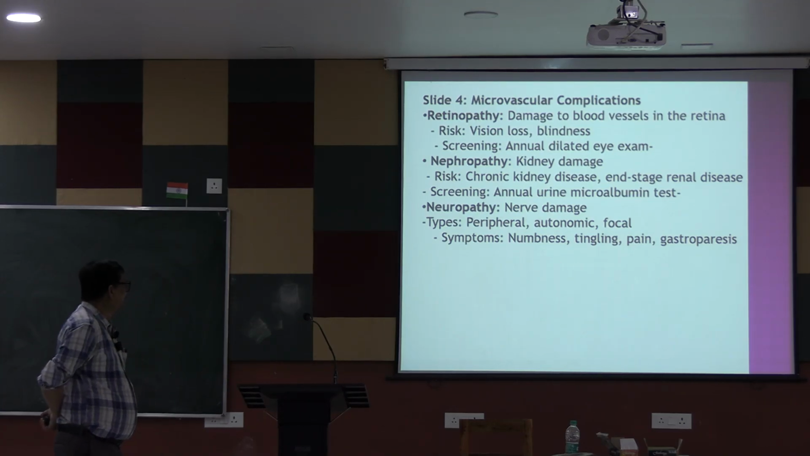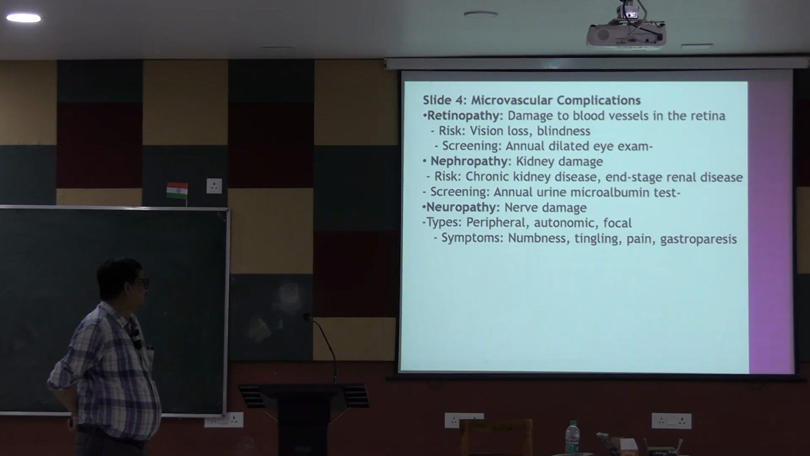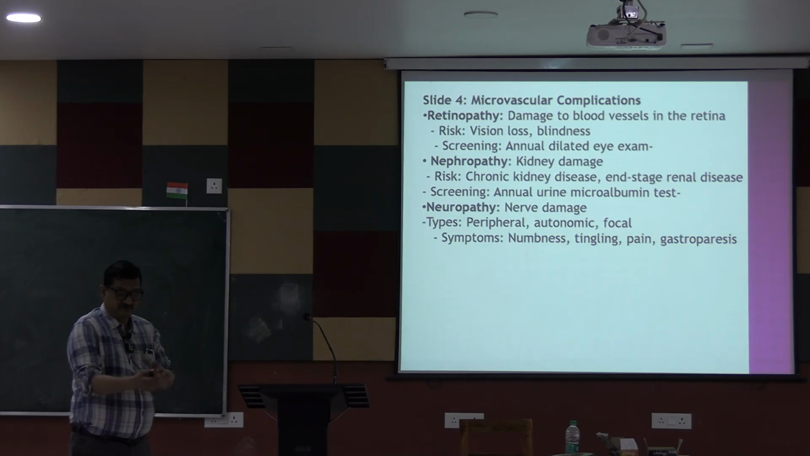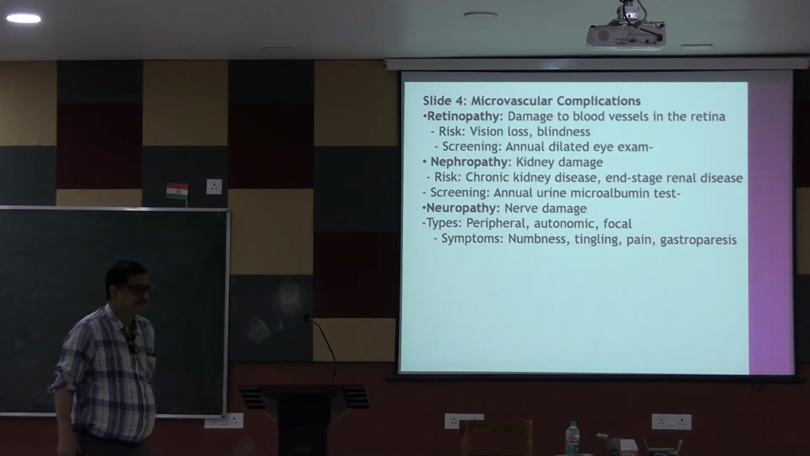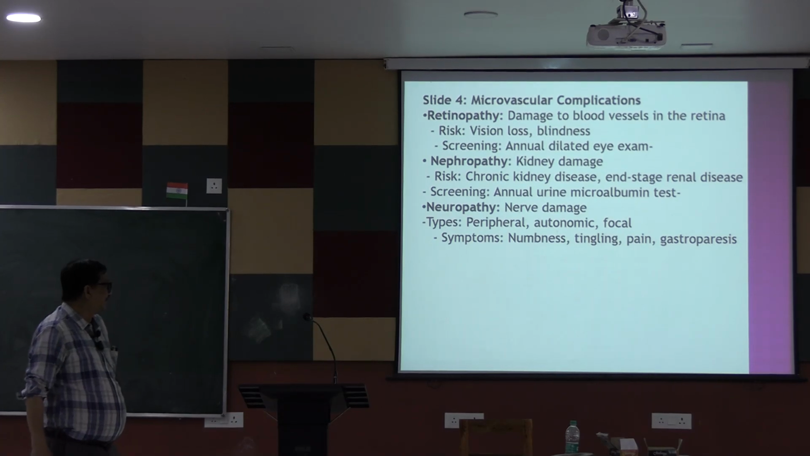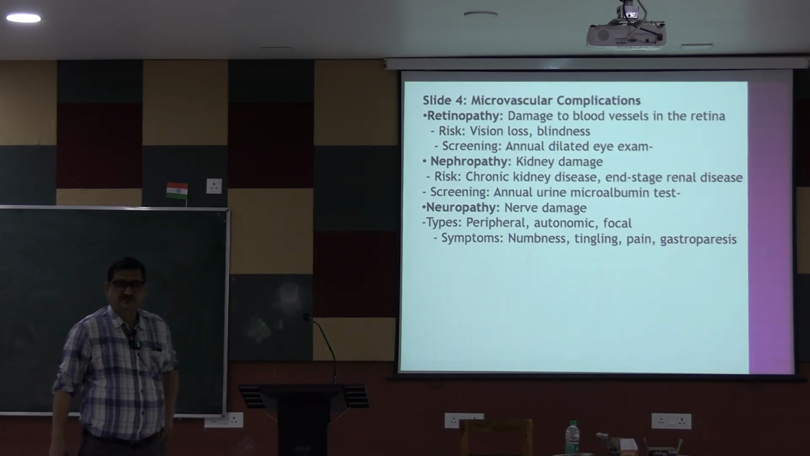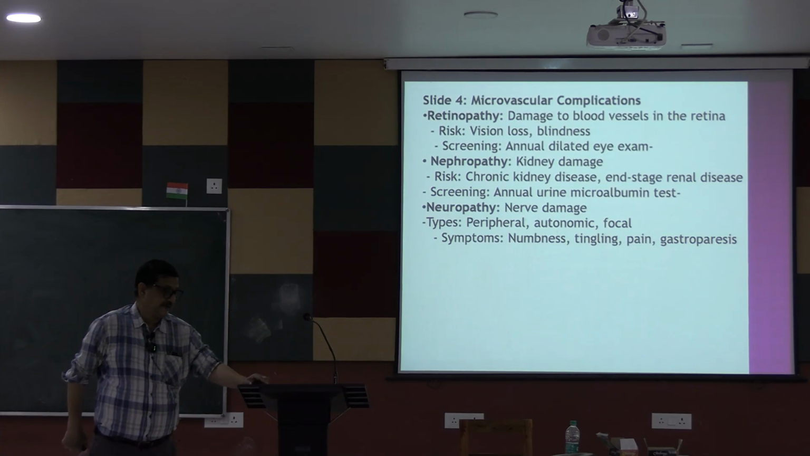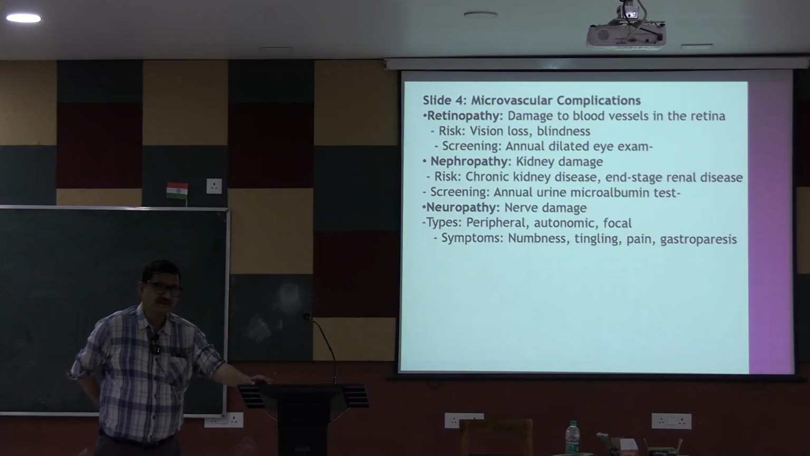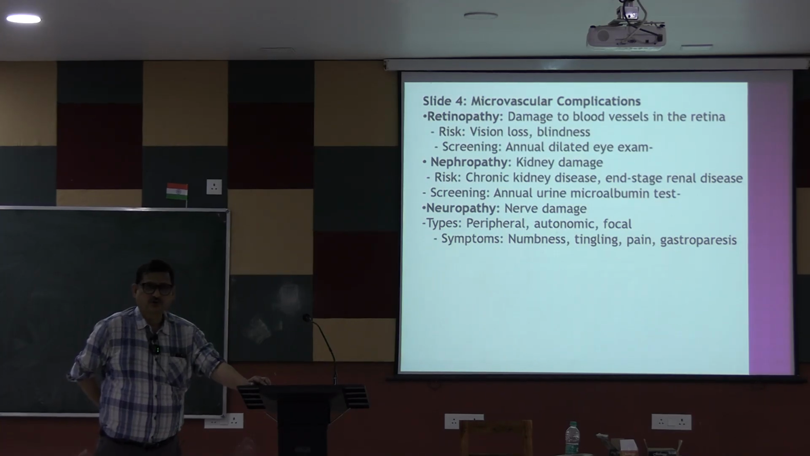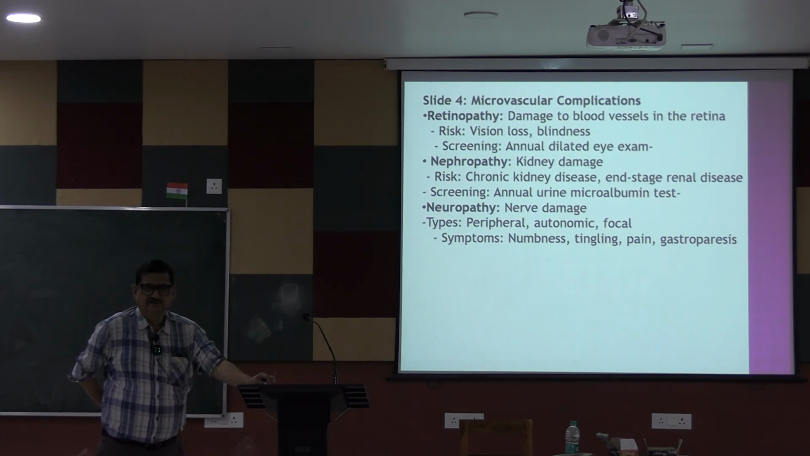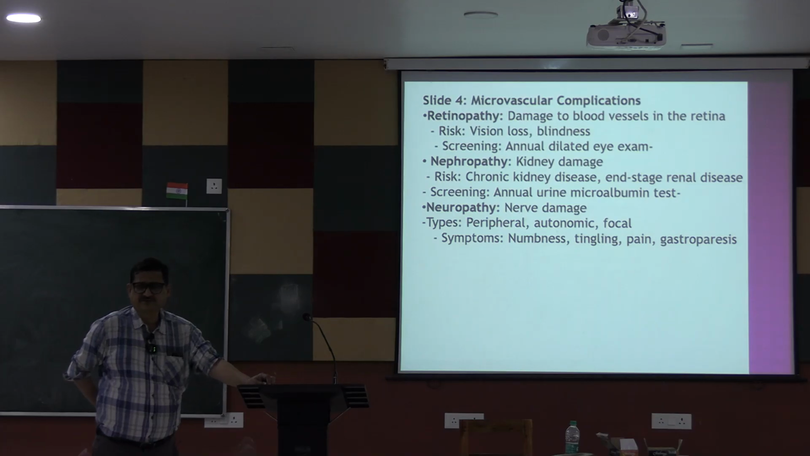Next is neuropathy, nerve damage. It may be peripheral, autonomic and focal. Symptoms are numbness, tingling, gloves and stockings type of typical presentations of peripheral neuropathy. Pain, gastroparesis. Now, autonomic dysfunction, autonomic neuropathy, are very common conditions, you keep them in mind.